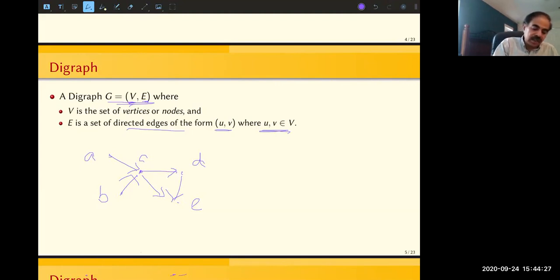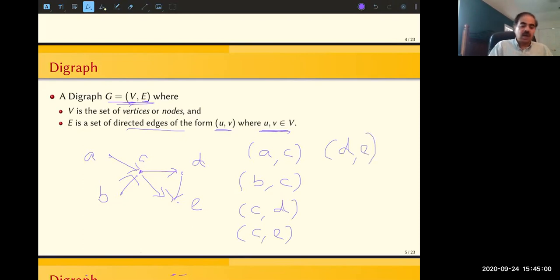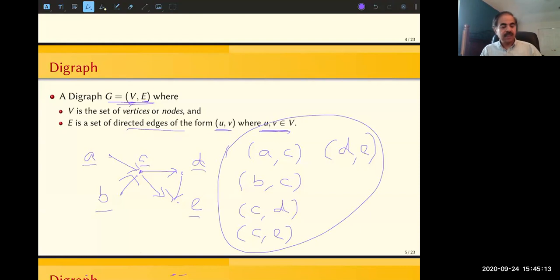If you write down all the edges in this graph, they will be (A, C). There is nothing going out of A. Now let's look at B: there is an edge from B to C. Then there is one from C to D, another from C to E, and finally one from D to E. So this is the set of edges in this graph, and the set of vertices is A, B, C, D, and E. These A, B, C, D, and E are what V denotes here, and these 5 edges are the set of edges.